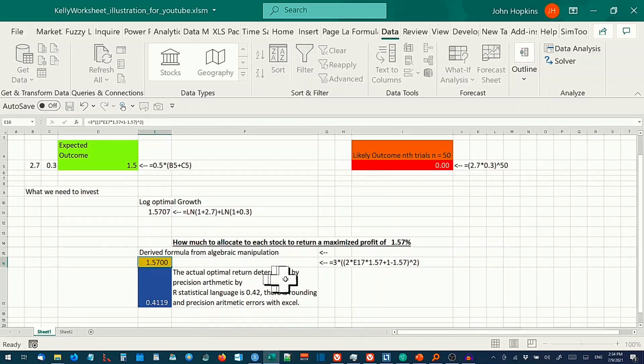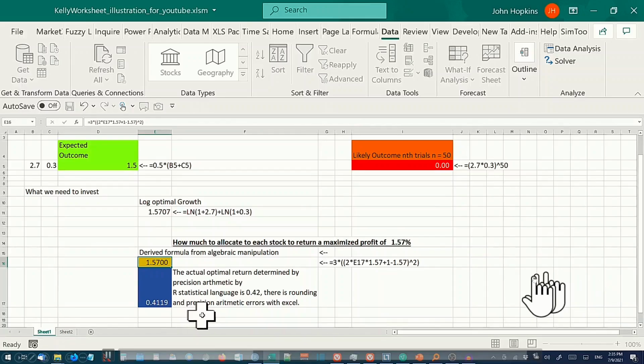Anyway, the actual optimal fraction determined by precision arithmetic by our statistical average is 0.42. There is a rounding and precision arithmetic error with Excel. Close, but 0.81 of a percent off, roughly to the third decimal place. It's a significant rounding error. I'll show you the R code so we can look at the actual derivation.